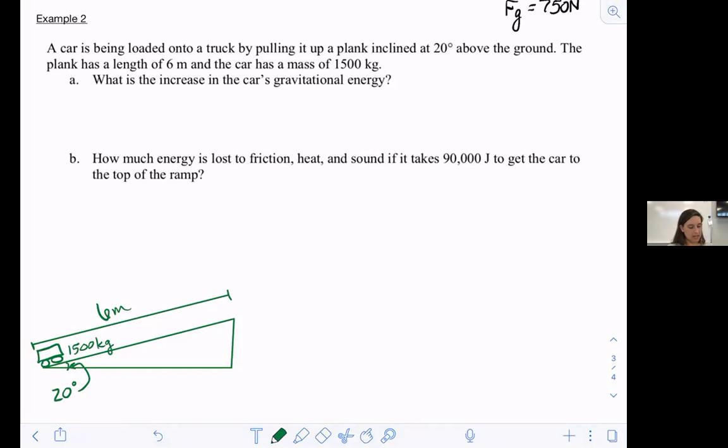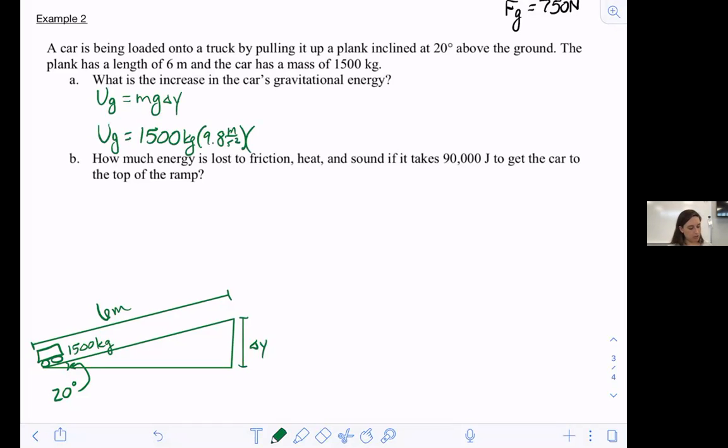So, what is the increase in the car's gravitational energy? Well, that at least is fairly straightforward. If I want to calculate the car's gravitational energy, I can just do that by doing mg delta y. So, the car's mass is 1,500 kilograms. G is 9.8 meters per second squared. And my delta y, oh dang. If I look at my picture, I am not told the number for delta y.